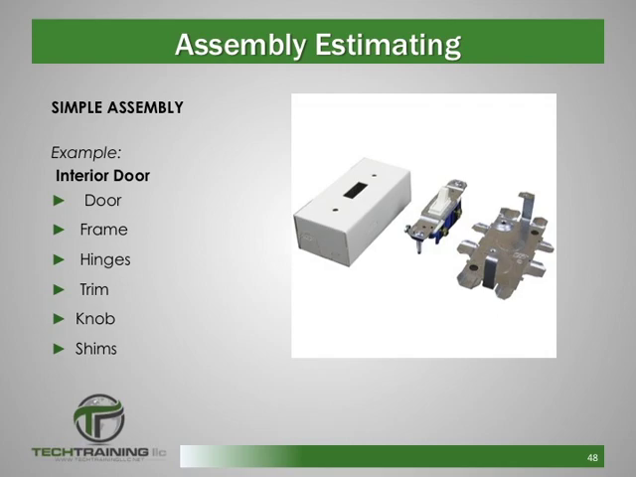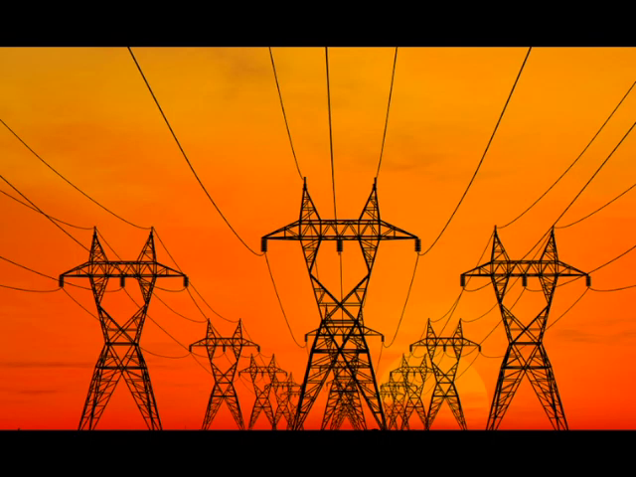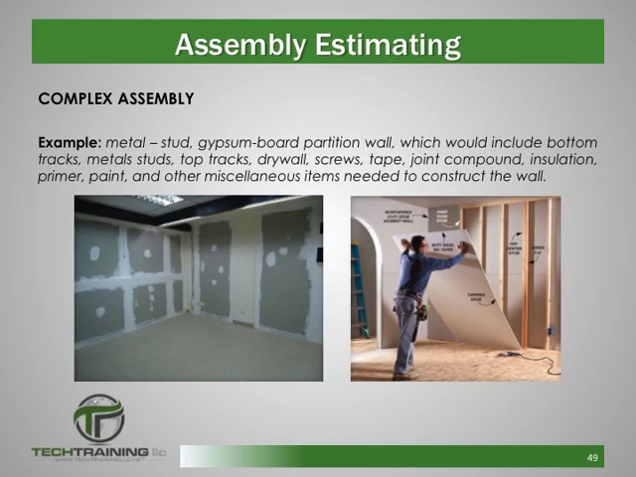Another example might be a light switch, which consists of many little parts. As opposed to listing every individual part needed, it would simply be listed in the assembly estimate as a light switch. Another more complex example might be a metal stud gypsum board partition wall. This assembly would consist of many parts and require many different trades for installation.